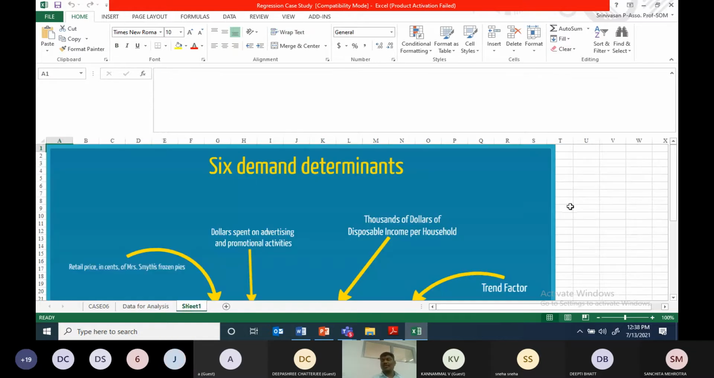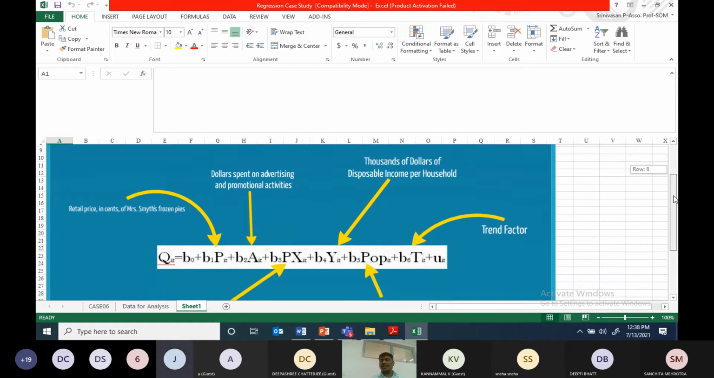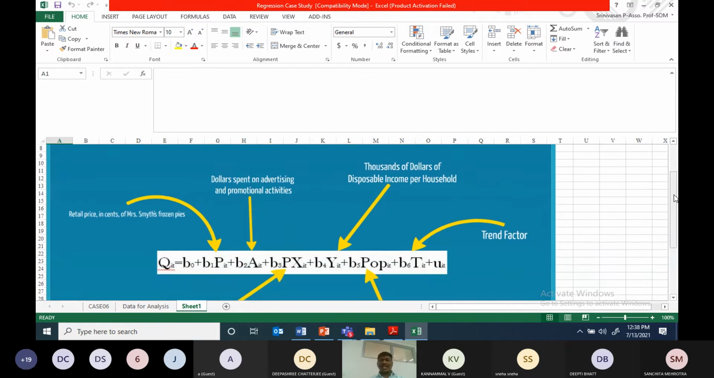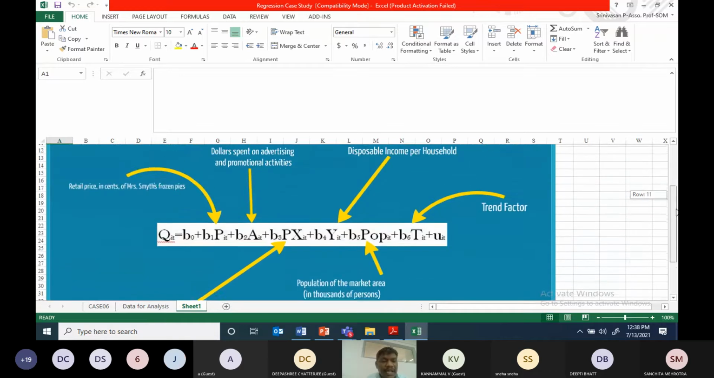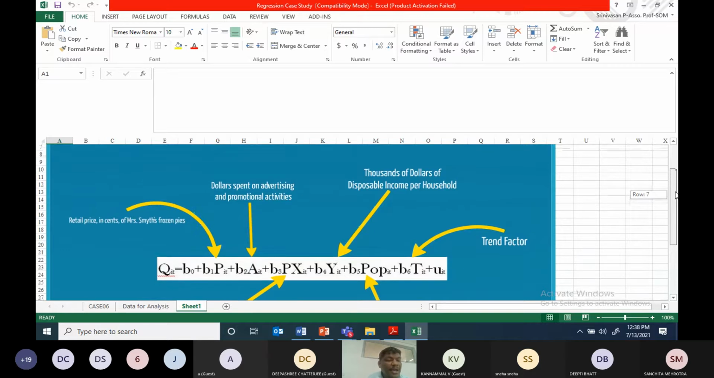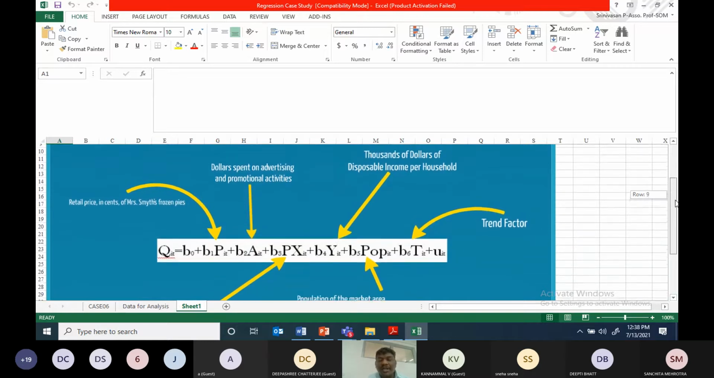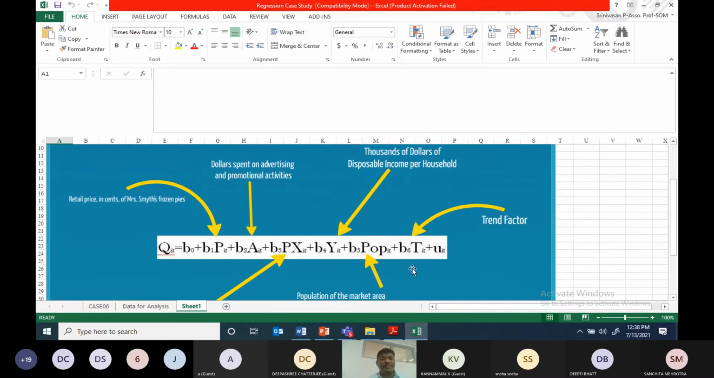So if you go here, I just want to show this. Please tell me how we measured quantity demanded. First one, retail price: how we measured, that is units sold. So how we measured price? Can you please tell me how we measured price? In terms of rupees. Please make a note, rupees. Otherwise, it is very difficult to interpret the results.